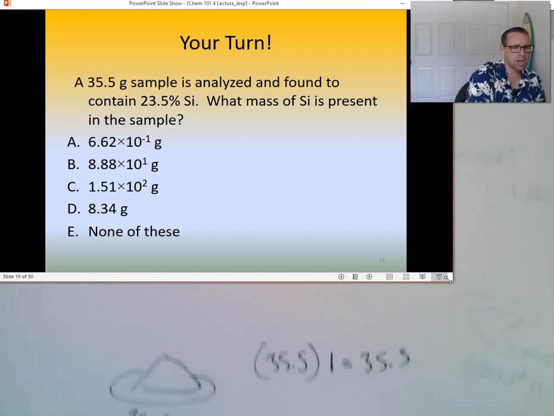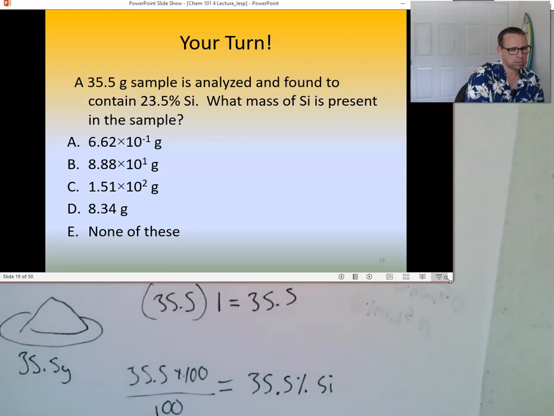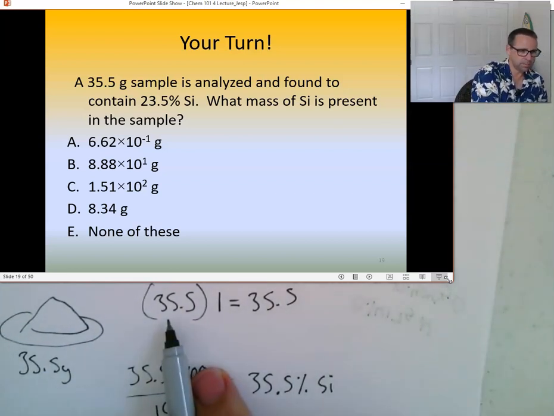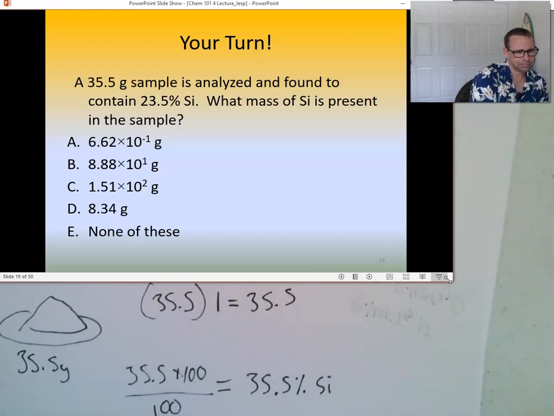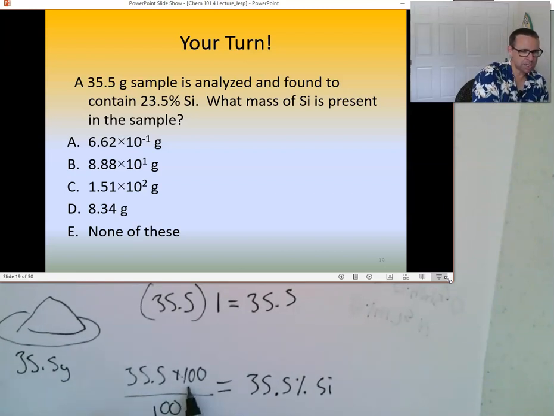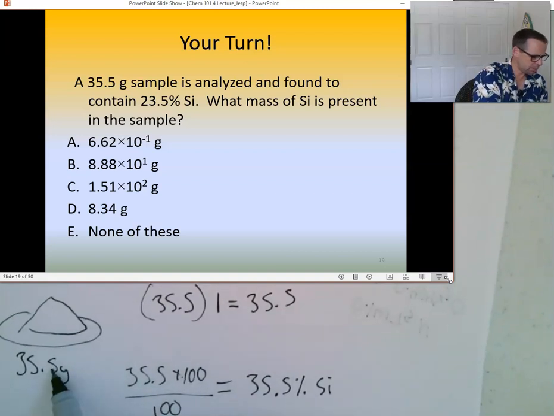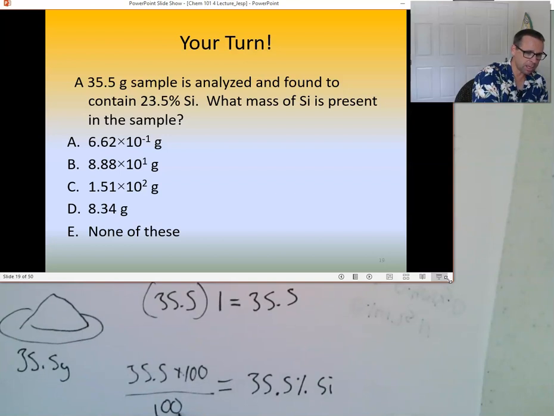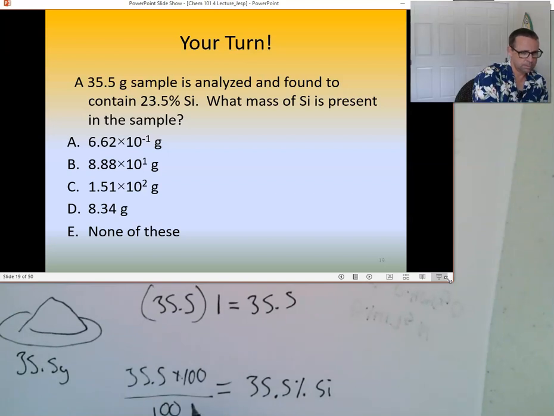So it's not 100% though in this case, is it? It's 25%. So what should I do instead? What should I multiply 35.5 by? 100. No, because it's not 100%. This is what you would do if it was 100%. So you take the mass of the sample, multiply it by the percentage, and divide by 100, and then you get the mass of your material. Right? Oh, you divide it by 100.